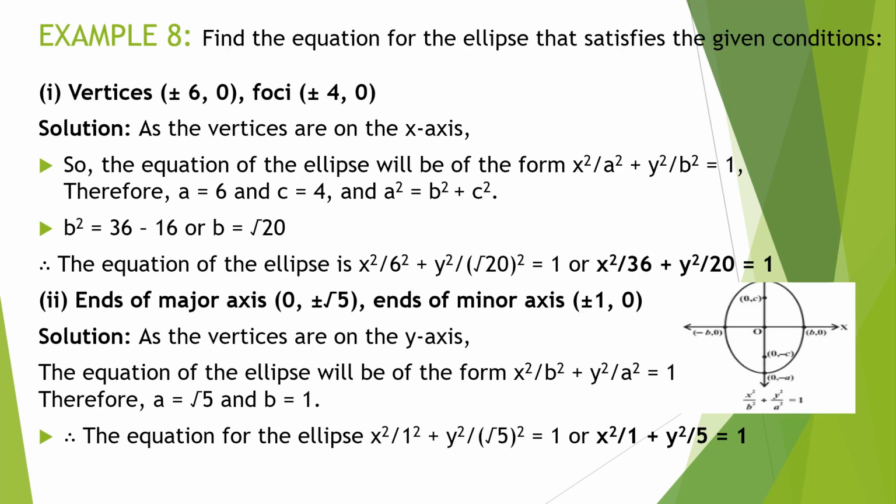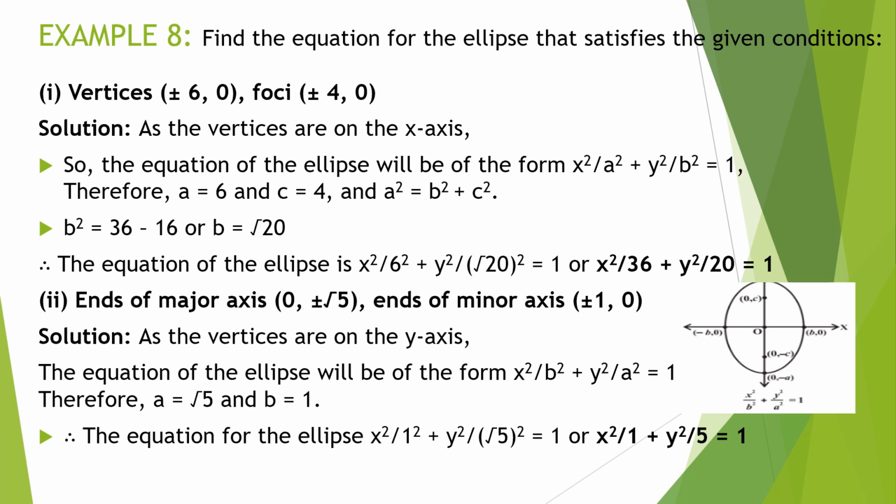Example 8. Find the equation of the ellipse that satisfies the following conditions. First case, vertices and foci are given. Vertices are (±6, 0) and foci are (±4, 0). Now from the coordinates of vertices and foci, it is clear that the vertices are on the x-axis. So what will be the equation of the ellipse? It will be x square upon a square plus y square upon b square equal to 1.